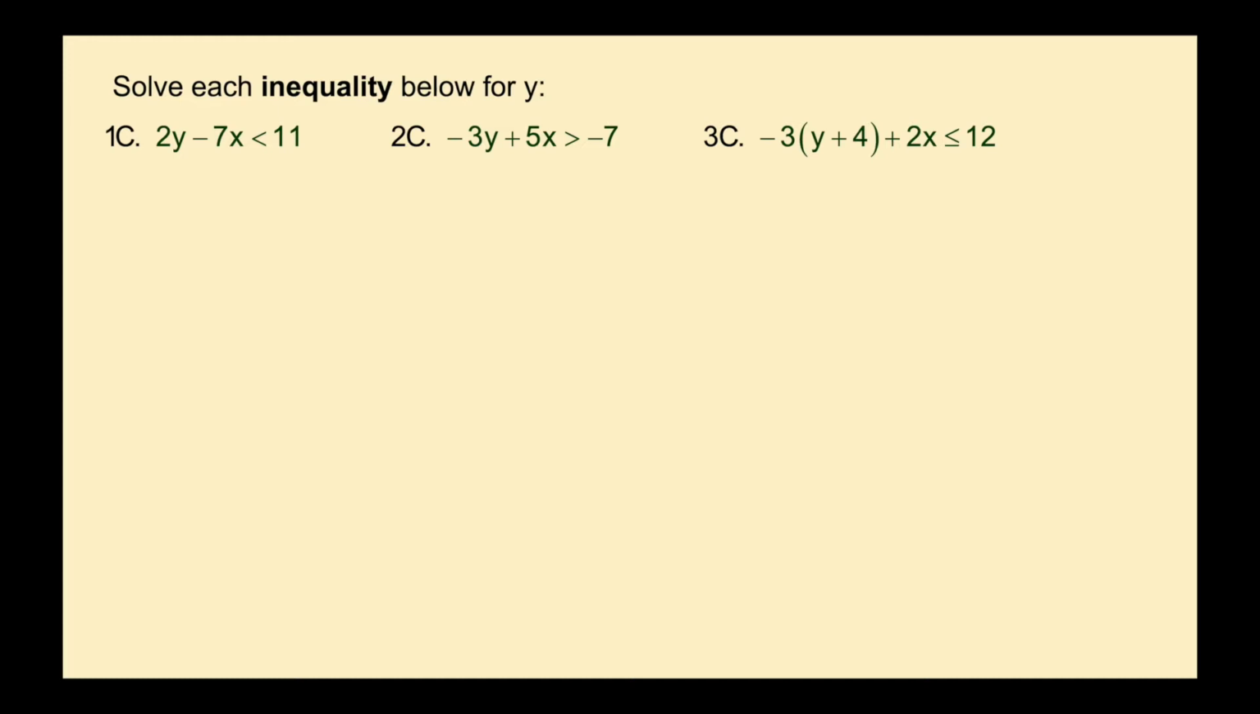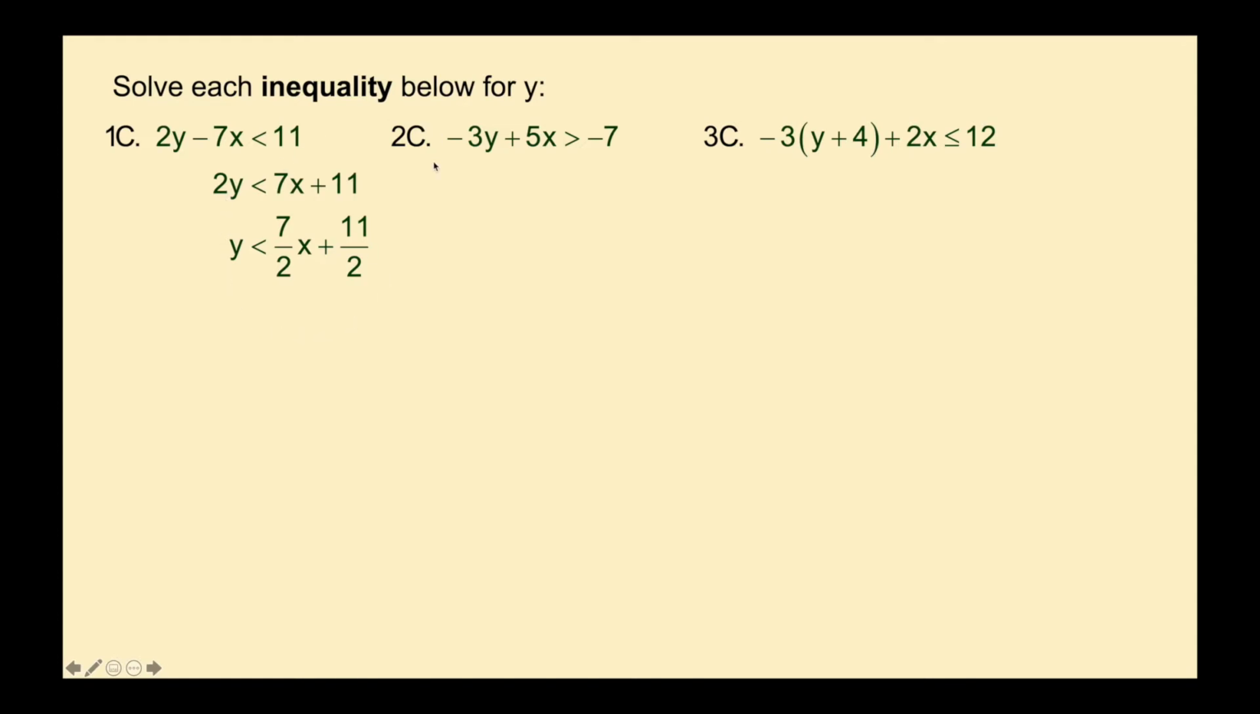Okay, and then in 1C, 2C, and 3C, we have very similar problems, but here we're solving for y. So in number 1, what we want to do is start by adding 7x over. Now this time they don't combine, so we have to leave that as 7x plus 11. Then we want to divide both sides and every single term by 2. And so we get y is equal to 7 over 2 x plus 11 over 2. And that would be the answer.